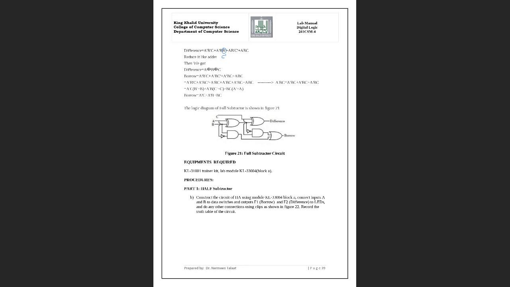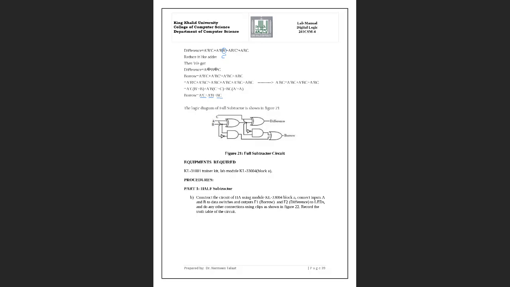So what is your borrow? A dash b dash c plus a dash b c dash plus a dash b c plus a b c. So this will give you the borrow. In short, if we reduce it, it will give you a dash c, then a dash b, then b c. It is your borrow in full subtraction.